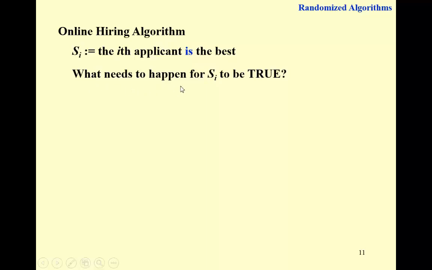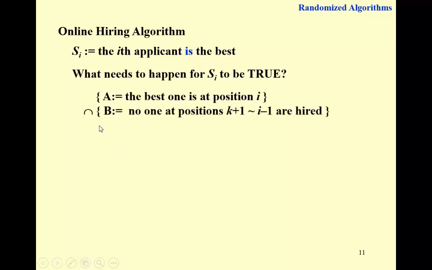What needs to happen for S sub I to be true? There are two events that are related to S sub I. Situation A is that the best one is at position I. And situation B is that no one at positions from k plus 1 to I minus 1 are hired. And these two events must both happen so that S sub I can be true, right?